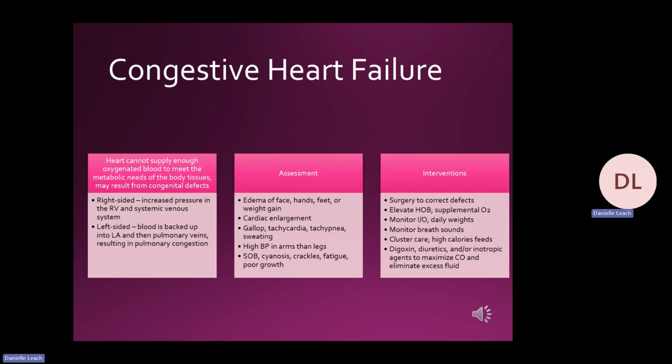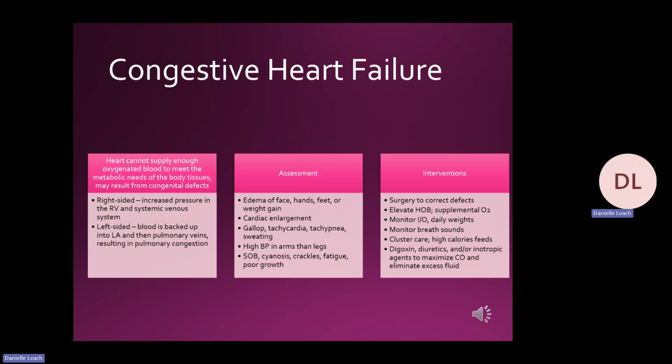lung congestion. We can have a bunch of different signs and symptoms of congestive heart failure: edema of the face, hands, feet, weight gain, cardiac enlargement. You could hear a gallop on auscultation, tachycardia, tachypnea, sweating, higher blood pressure in the arms than legs, shortness of breath, cyanosis, crackles, fatigue, poor growth.